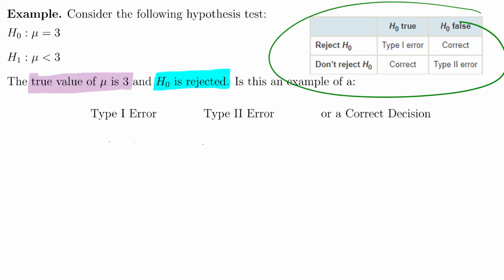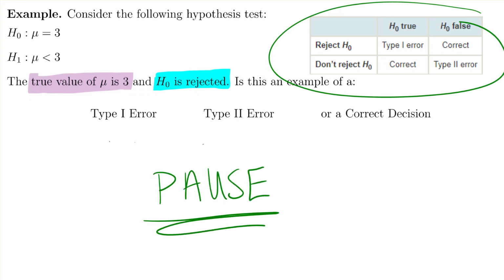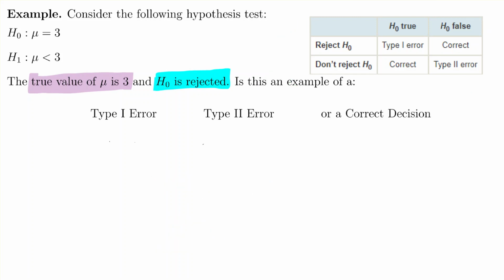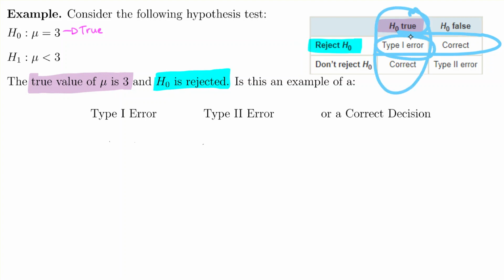You can use this chart to make your reasoning. I'd encourage you to pause the video right now and attempt this on your own, and then unpause to check your work. Now, if the true value of mu is 3, then looking back at our null hypothesis, we see the null hypothesis was actually true. So we are in the case that H0 is true. We also ended up rejecting H0, and whenever we reject H0, but H0 was true, we see that we're in a type 1 error. We rejected something that actually was true at the beginning.